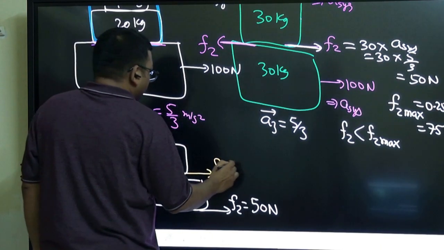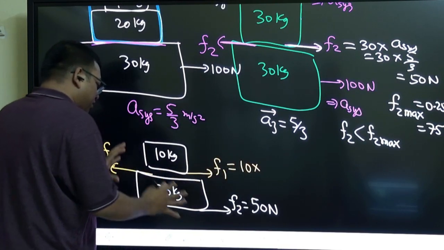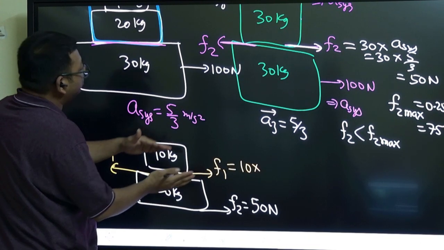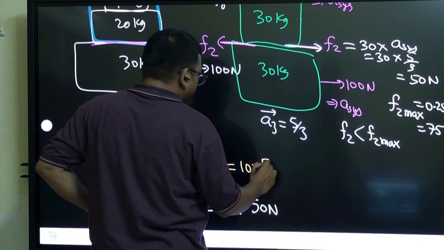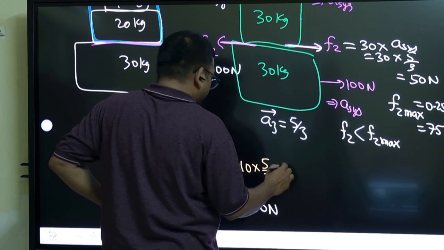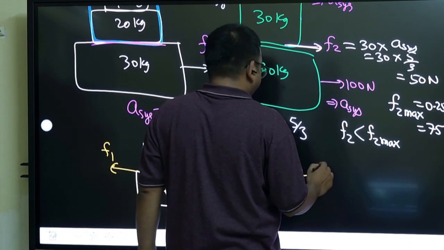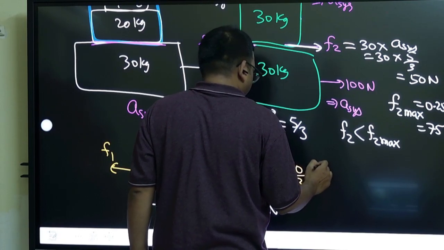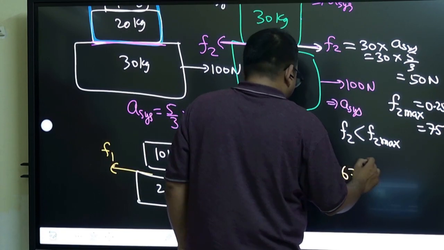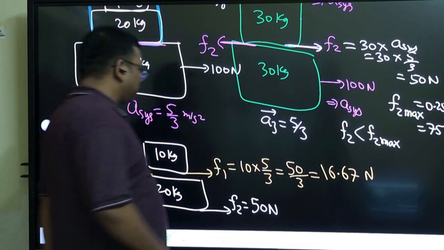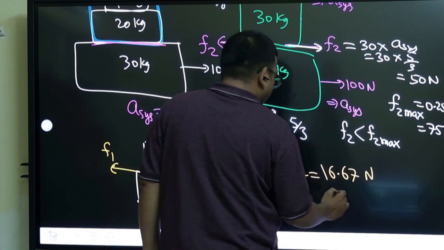Okay, and this F1 you calculate as mass into acceleration. So mass is this system of 10 and 20 kg, and this system is moving with the acceleration which is the same 5 by 3. So we will use the same 5 by 3. So calculate this: 50 by 3. How much is 50 by 3? It is 16.6 Newton. That is the required F1. Now what is F1 maximum? That also you calculate. F1 maximum is mu.